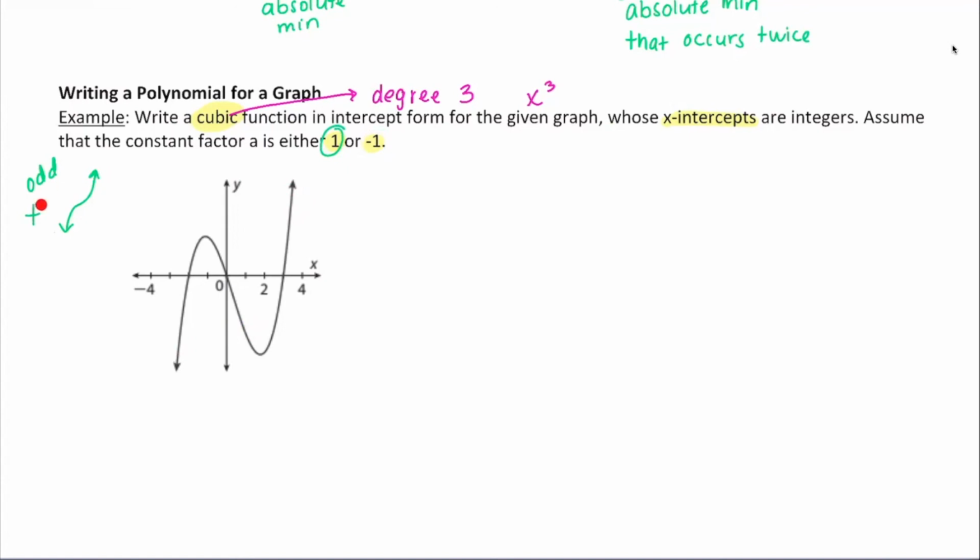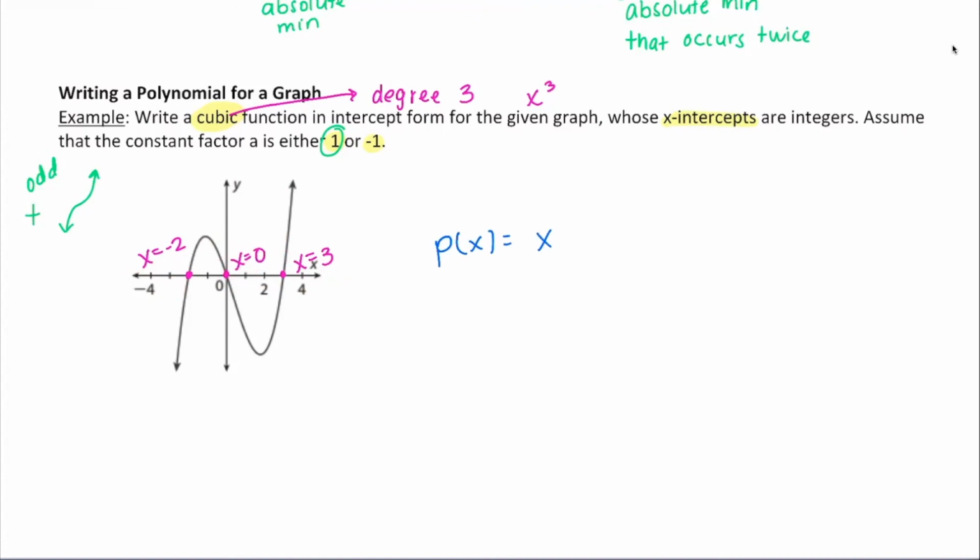So I know the degree and I know the leading coefficient. The next thing I need to know are my intercepts. So I have an x-intercept here at -2, an x-intercept at 0, and an x-intercept at 3. So these are the zeros. Now I need to take these and write them as factors. So here is my polynomial. My leading coefficient is +1, so I'm just not going to write anything at all. And then I will start writing my zeros. So x would be how I would write my 0 of 0.